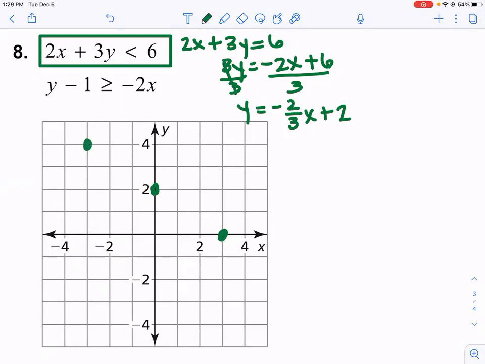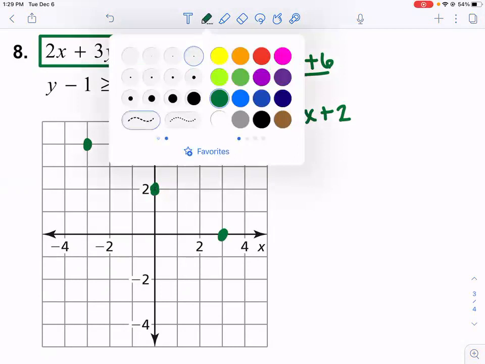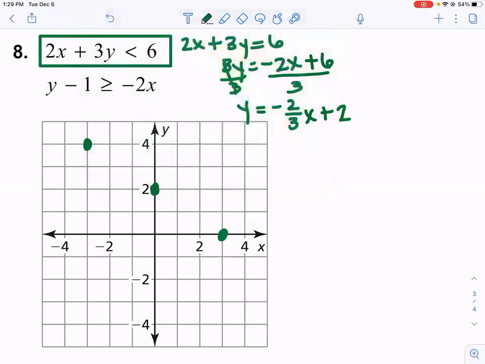All right, so here is my y-intercept. And then my slope is a negative 2/3. Does that look okay? Anything special I need to do with this line? It's a dotted line. That is definitely what I was going for.